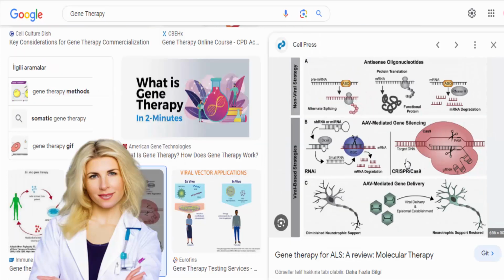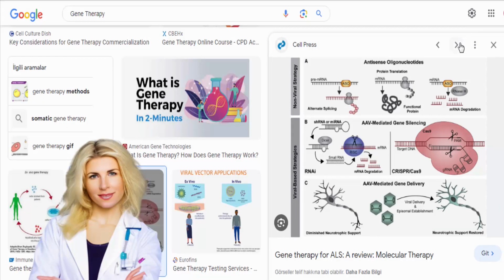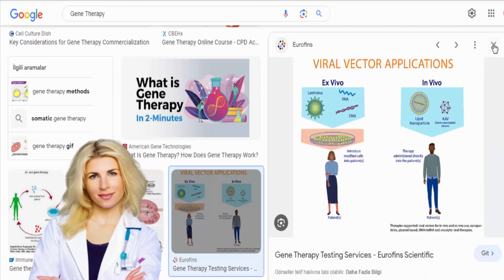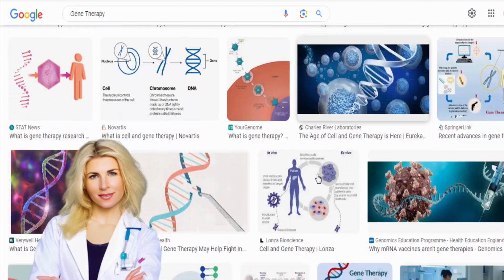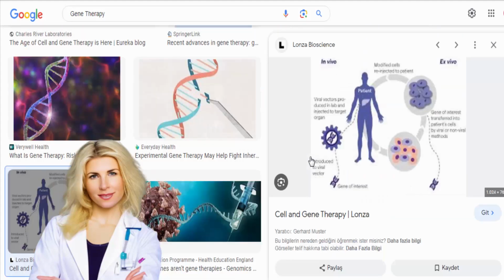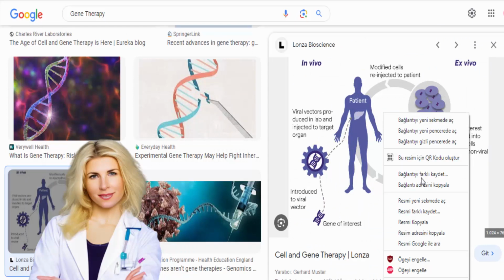Techniques. Gene addition. In this approach, a functional copy of the gene is introduced into the patient's cells to compensate for the defective or missing gene. Gene editing. Technologies like CRISPR-Cas9 are used to directly edit the DNA in the patient's cells, either by correcting a mutation or by disrupting a problematic gene. Gene silencing. This involves reducing or turning off the expression of a specific gene, often used in the treatment of diseases caused by overactive genes.